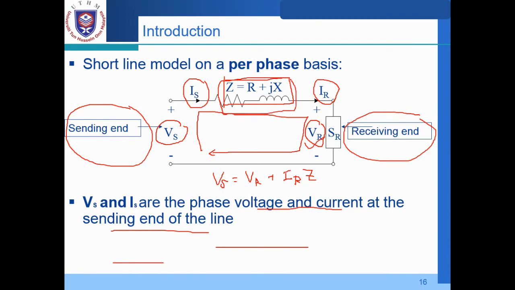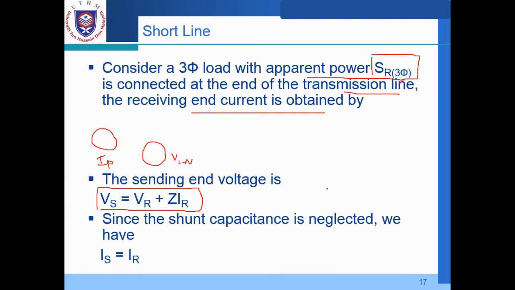Okay, so we have I_R, or we can say I_S, but in this particular example we try to reflect V_S in terms of the receiving end. So we pick I_R multiplied by Z equal to (R plus jX). Okay, so we have V_S equal to V_R plus I_R Z, or V_S equal to V_R plus Z I_R. It's the same thing. So this is the first equation.